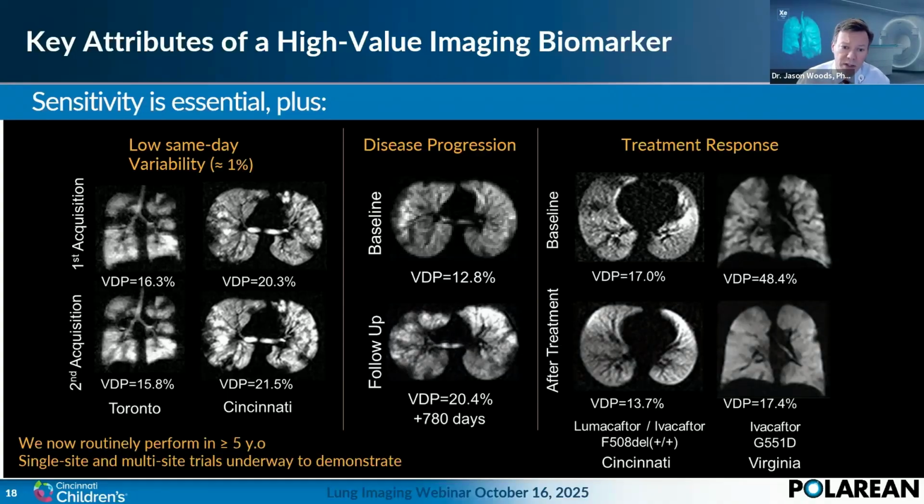So here I'm showing you a case in CF lung disease, baseline at the top, and then follow up about 2 years later, and we see significant disease progression, which we expect in cystic fibrosis, and we see treatment response. So there are some fairly famous set of images on the very right.